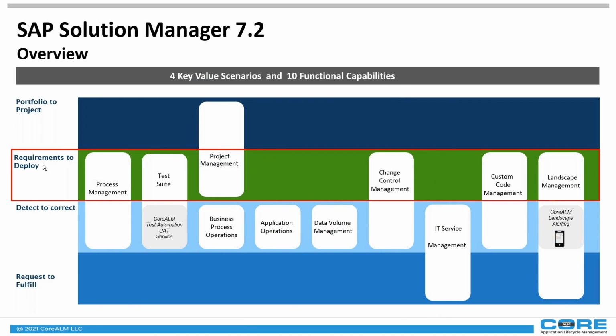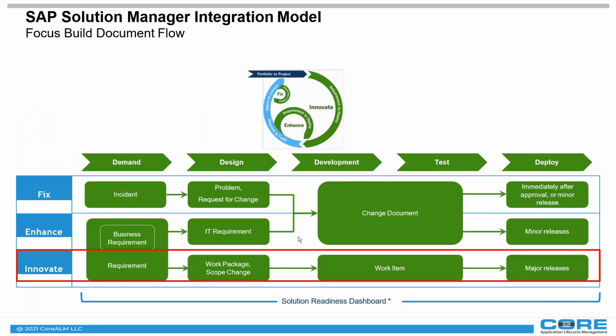Now, from a requirements to deploy within Focus Build, as I explained later, these are all of the capabilities that are utilized, which is process, test suite, project, and change management. Keep in mind, Solution Manager does have all of these other capabilities like business process operations, application operations, so do different types of items. So it's pretty much an entire 10 capabilities that fulfill the entire ALM portfolio to be successful in an organization, let it be if you're operational or if you're just using it to deliver a project.